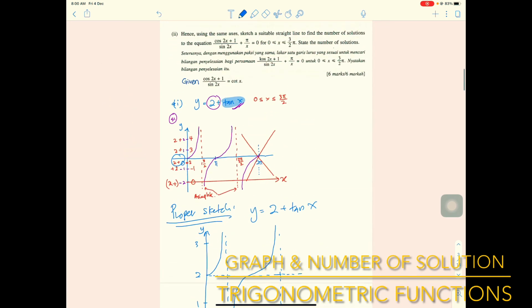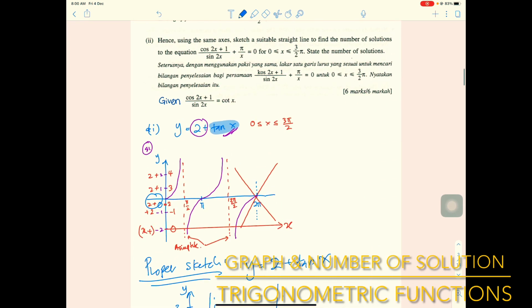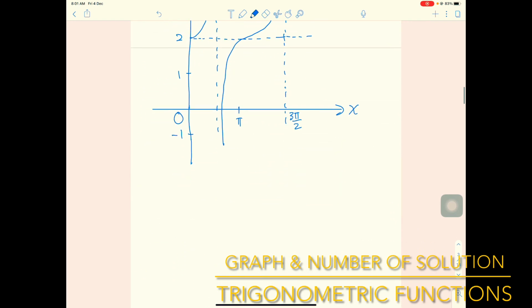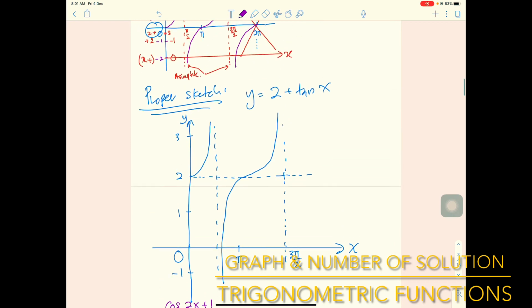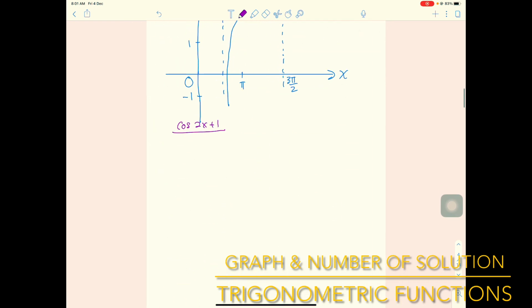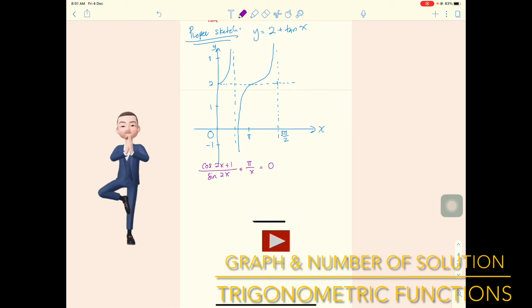Okay, second question. Using the same axis, sketch the suitable straight line to find the number of solutions. So this is the equation equals to 0. Alright, so what is the first step? We find the function of y. So this is the question: cos 2x plus 1 over sin 2x, then sin 2x plus pi over x equals to 0.